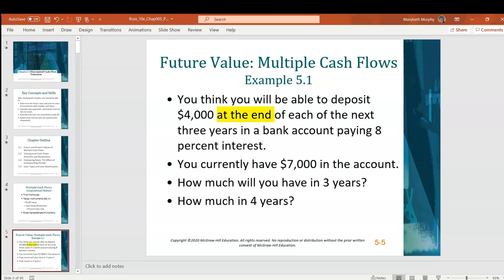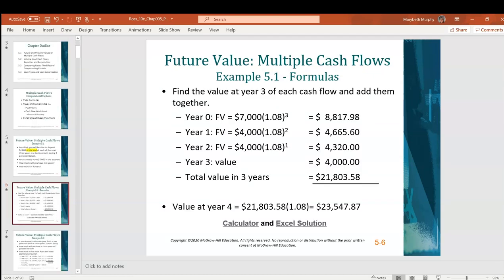Okay, so they're asking two questions. How much will you have in 3 years? How much will you have in 4 years? All right, so in 3 years, remember, this is a future value problem. We know what it's worth today, and when we know the cash flows that are going to go in, we want to find out the value in the future.